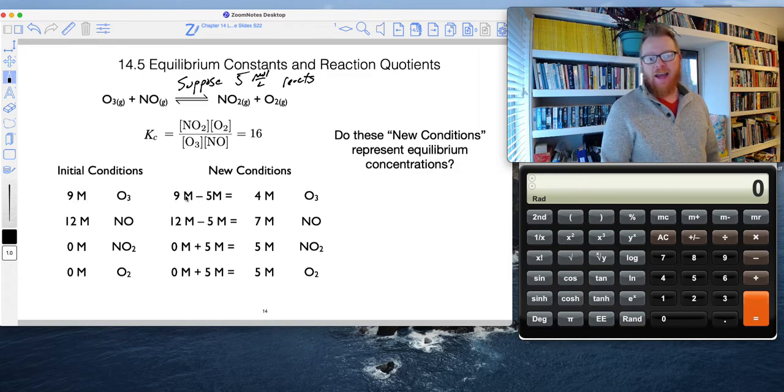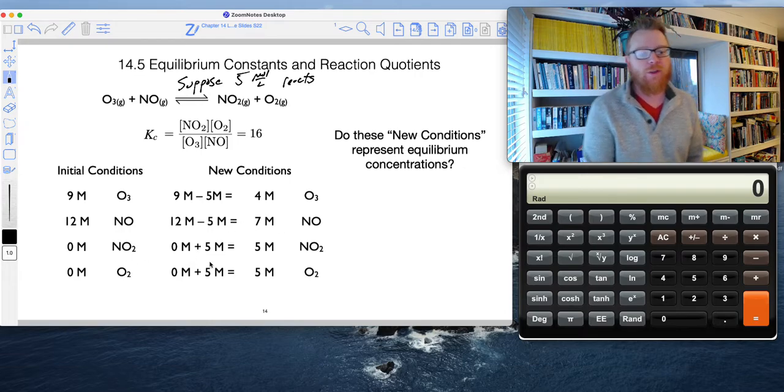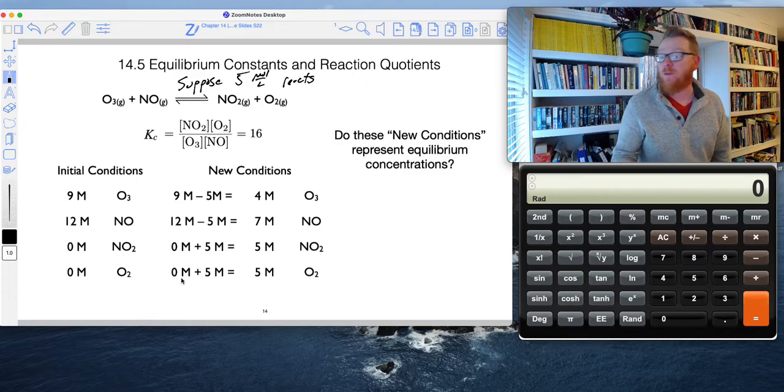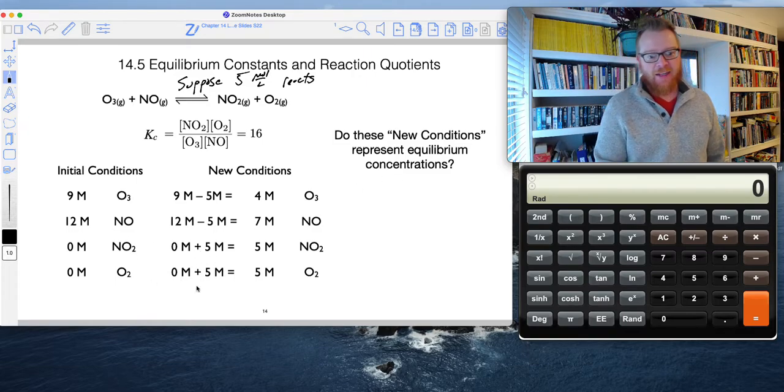So if 5 mole per liter of ozone reacts, and we had 9 to begin with, we're left with 4. Similarly with nitrogen monoxide, if we have 12 molar initially and 5 mole per liter reacts, we're left with 7 molar. And if we start with 0 of our products, both NO2 and O2, and 5 molar reacts, we add 5 molar to those concentrations. And so it would appear that these are our new equilibrium concentrations.